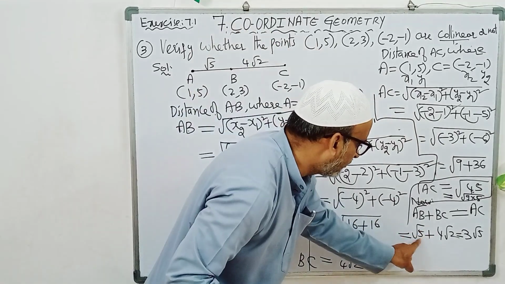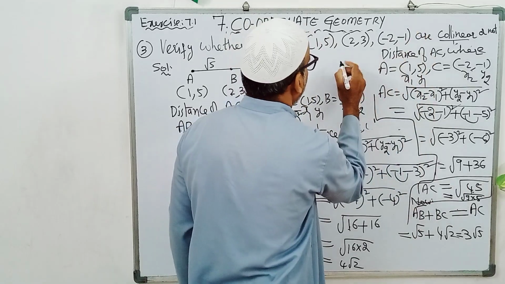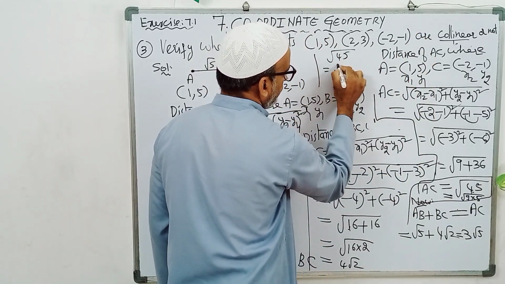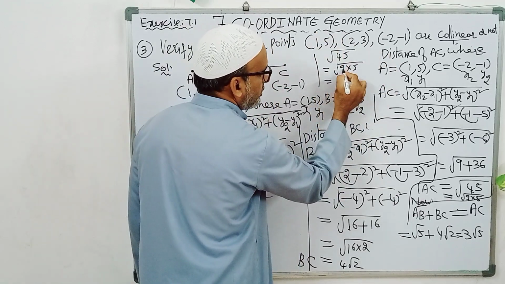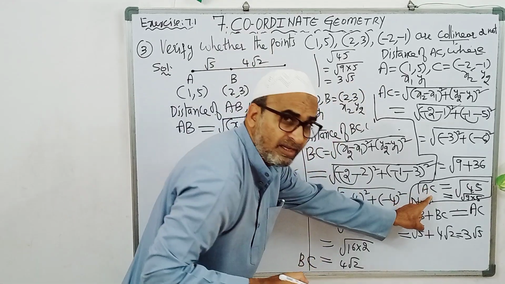But because here root 5 you got, that's why I am changing. Nothing but here square root of 45 is there. Square root of 45 is equal to square root of 9 into 5. Square root of 9 is 3, so 3 root 5. This is the value of what is exactly AC.